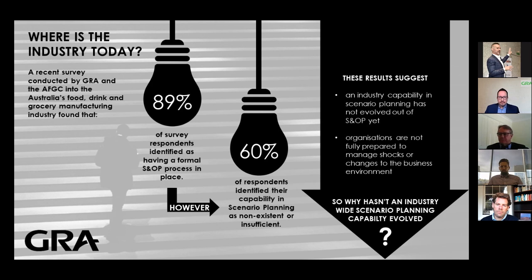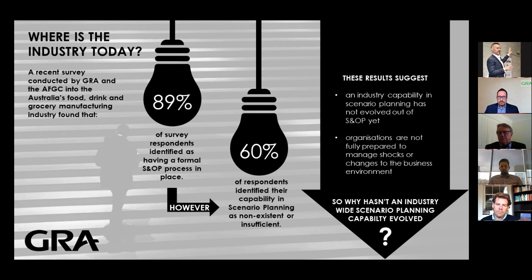The most recent one we did was really interesting, and this is FMCG. I'd say FMCG in Australia is one of those industries that has had more investment put into people, systems and processes. You'd likely see a higher level of S&OP in FMCG than in a lot of other industries. So 89% of the survey respondents, which were FMCG businesses, said they had a formal S&OP process in place, but 60% said scenario planning capability was either non-existent or insufficient. That's interesting, because even though we've had all this investment in S&OP and systems, it's still very much a demand and supply balancing piece, and not giving us the ability to make longer term scenario planning decisions.